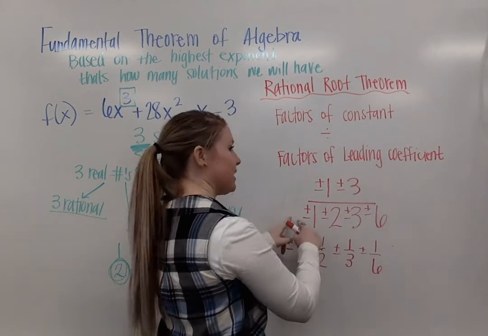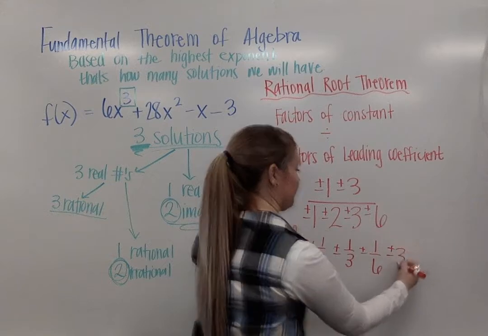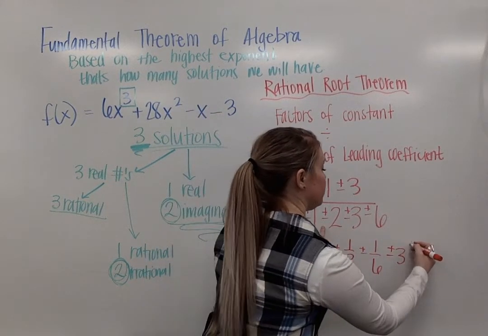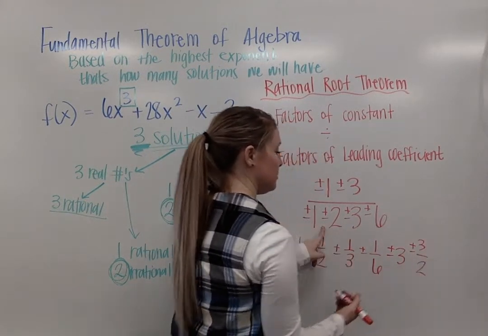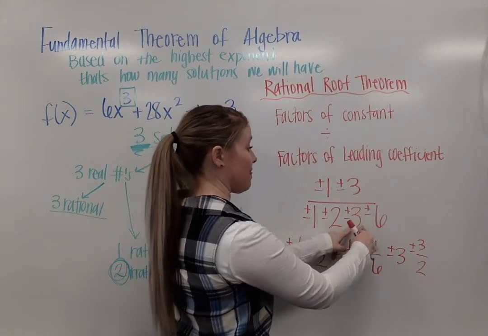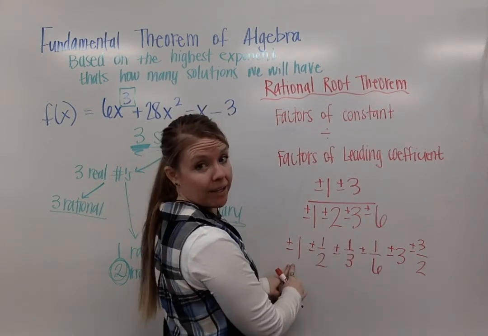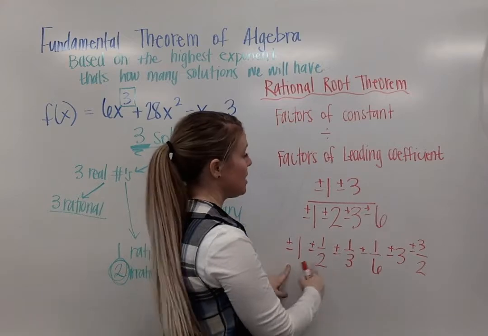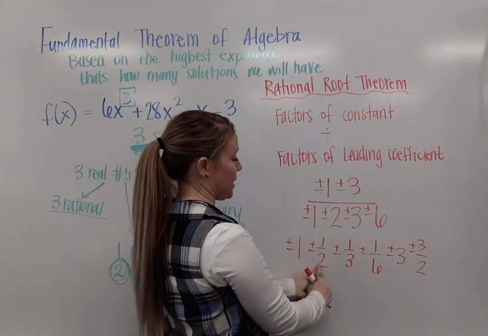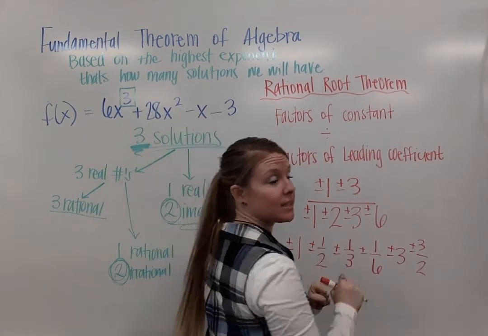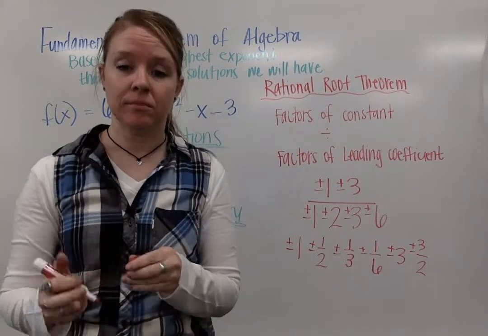1 divided by 6 is 1/6. 3 divided by 1, that's 3. 3 divided by 2, that's 3/2. 3 divided by 3, that's 1. We already have it, so I don't have to list it again. 3 divided by 6, that's 1/2. Already listed. I don't have to build it again.